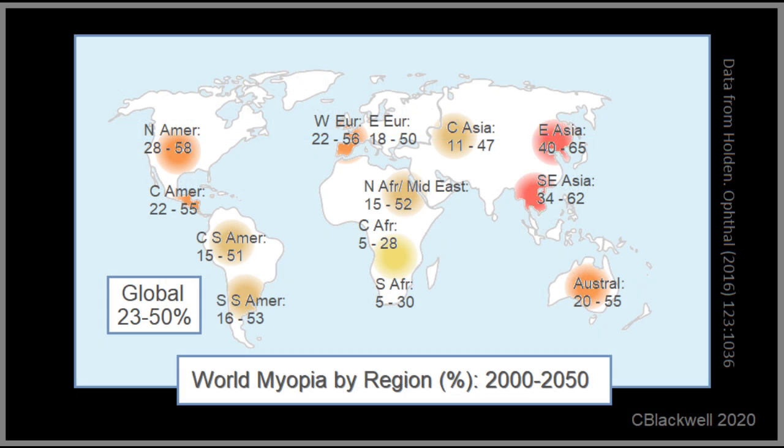How many people have myopia? Numerous studies show the percentage of people with myopia is increasing around the world. Here, comparing percentages for the year 2000, about 25% worldwide, versus the projection for 2050 at 50% worldwide.